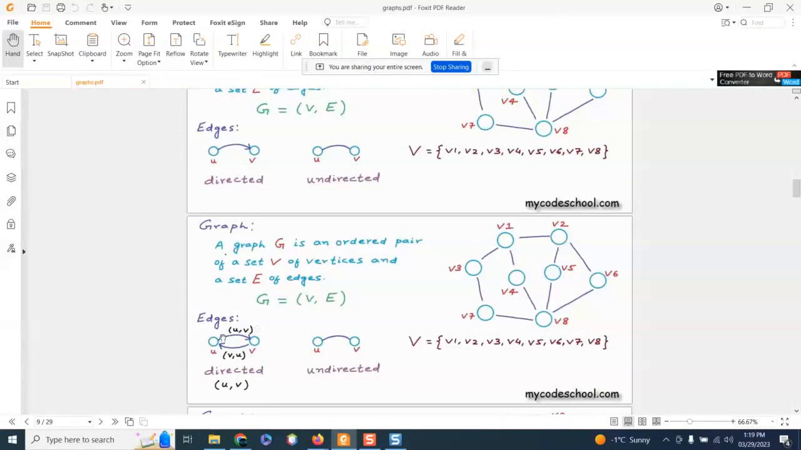We can convert this graph into a bidirectional or undirected graph by adding an arrow like that. But at the moment, if you look at this diagram, it is a directed graph only.